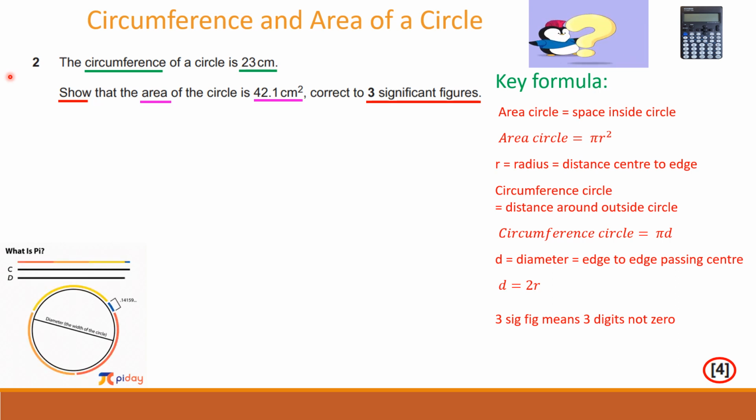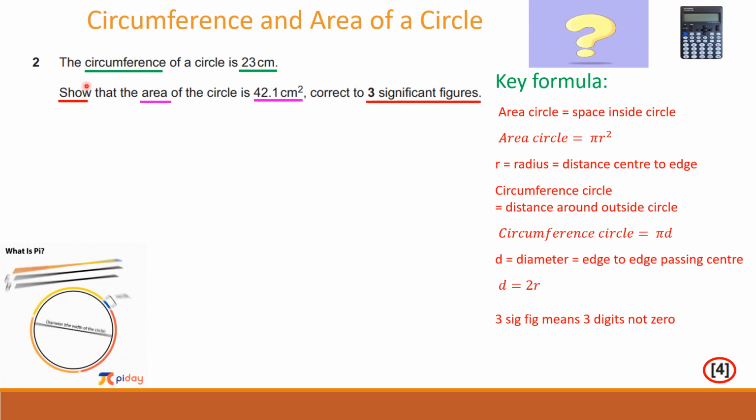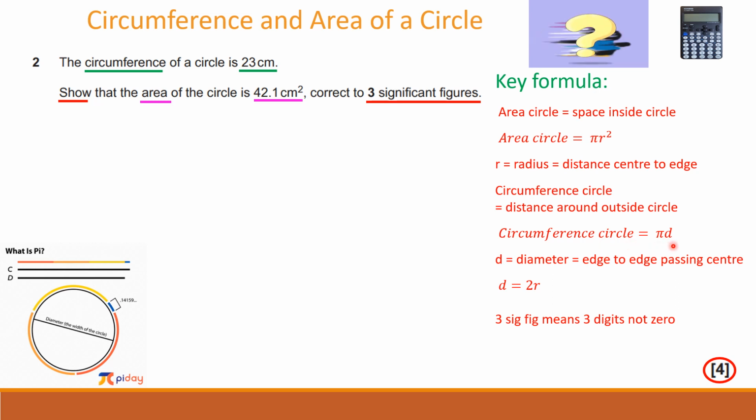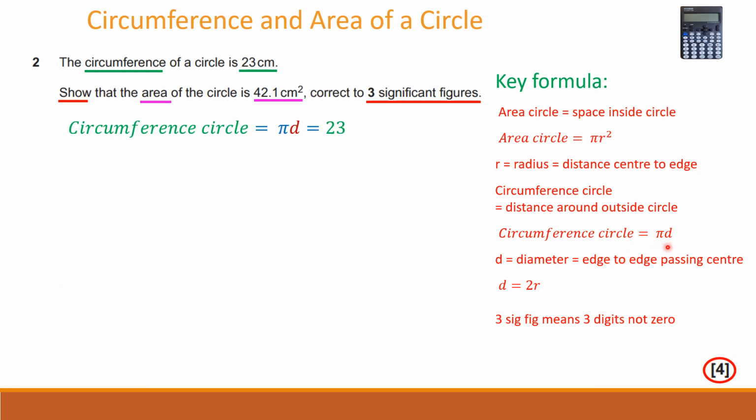Well done guys, hopefully you've managed to get yourself an answer and you've managed to show that the area of the circle is 42.1 centimetres squared. So to start with, we're going to look at the information given. We're told that the circumference of the circle is equal to 23 centimetres. Over here, we know that the circumference is equal to pi times diameter. So that means pi times diameter is equal to 23.